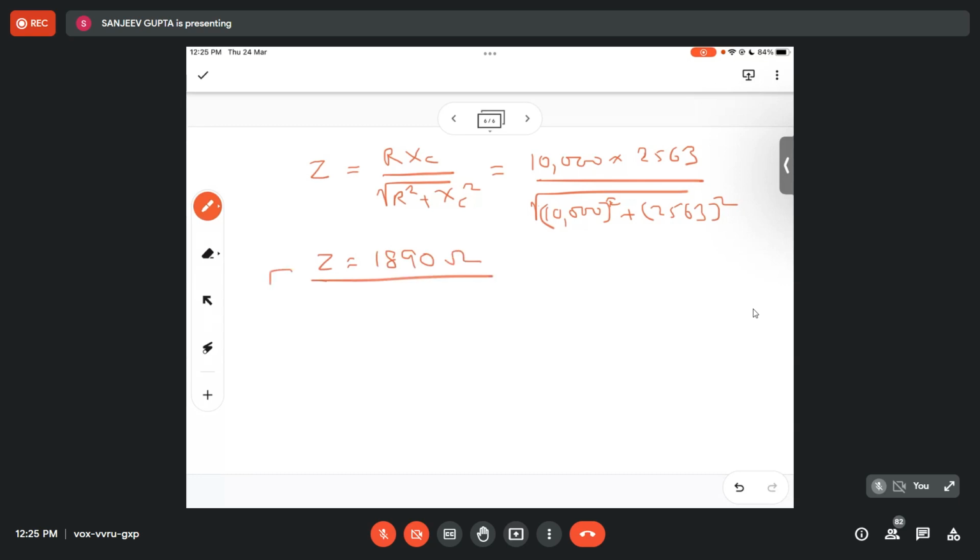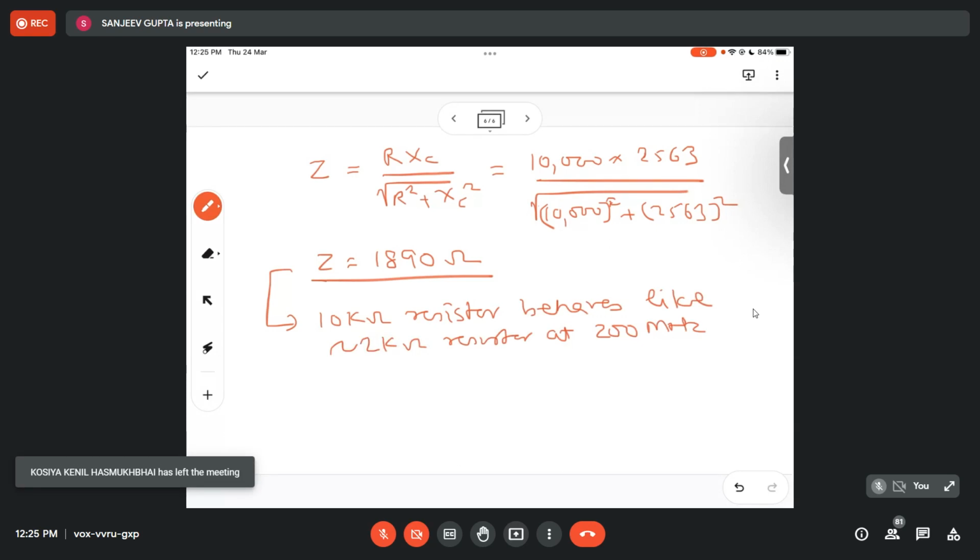That means such a serious problem, your 10 kilo ohm resistor, which I have checked with the color code, which I have checked with the multimeter, it was showing me 10 kilo ohms. But I found actually it behaves like a nearly 2 kilo ohm resistor at 200 megahertz. So that is a very serious problem.